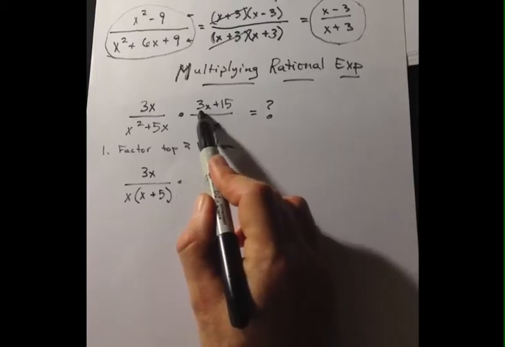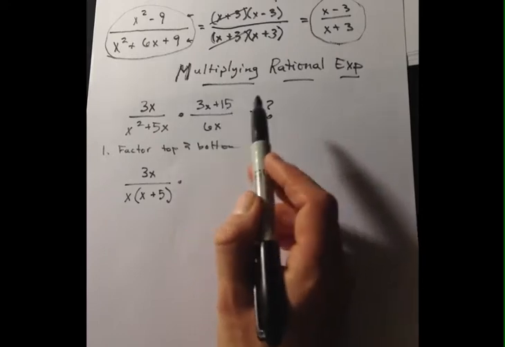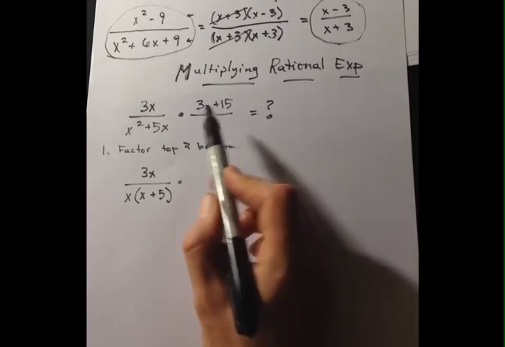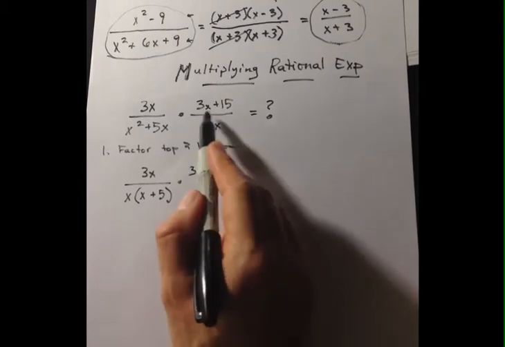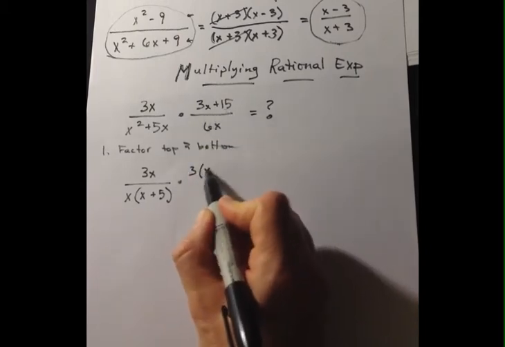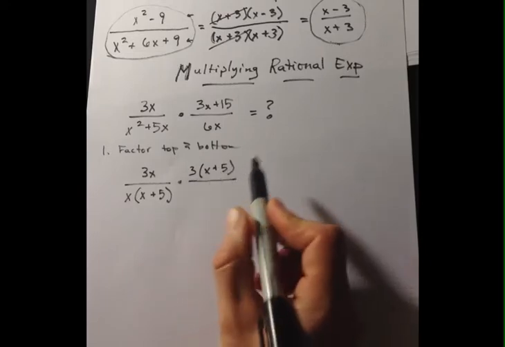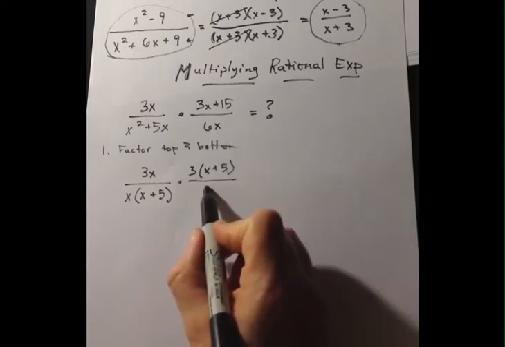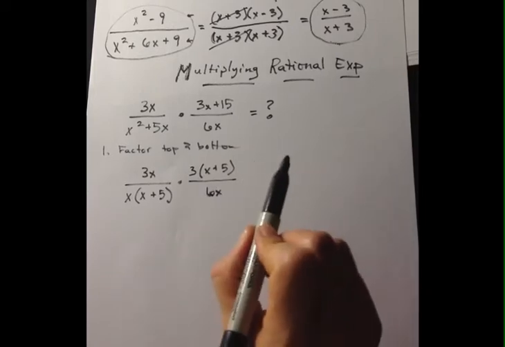Over here, is there anything that can be factored out of these two terms in the numerator of the second expression? Yes, I can pull a 3 out of both of those terms, and that leaves me with an x plus 5 up here. Down here, I have 6x, which is already in its factored form. It can't be factored down any further.